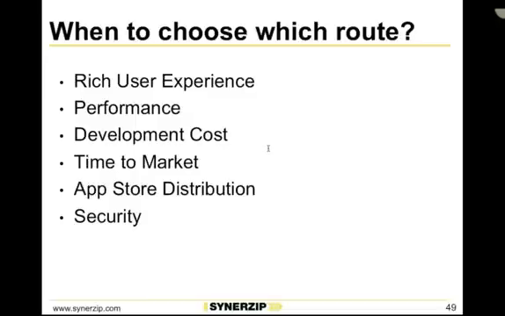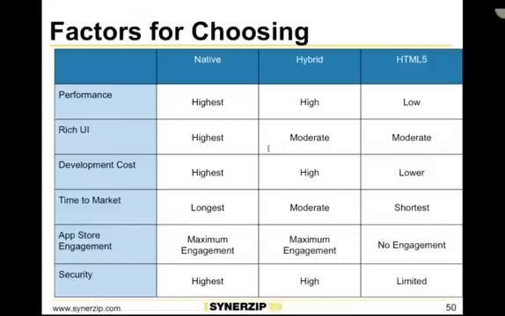Now, the next most important question is when to choose which route. It depends on how rich a user experience you want. If you want the richest user experience, if the focus is that you want to compare your application's UI to the level of what Apple does, with Apple, all its products, hardware or software, are simply beautiful. They focus much more on the look and feel, how the application flows, how the animation happens, how the icons look, and everything. Talking about such things, native is a better choice for you.